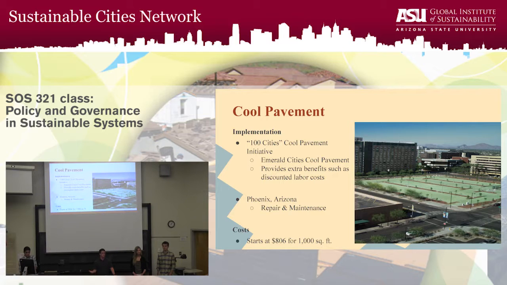We always complain about having to go through road repairs and bad parking lots. So you can use the cool slurry to actually repair and maintain the surfaces of asphalt. And like Brandon said, it prolongs the surface life of asphalt. The cost starts at about $806 per 1,000 square feet, and it ranges from $800 to about $1,800 depending on how many layers you get and other coatings you get on there.